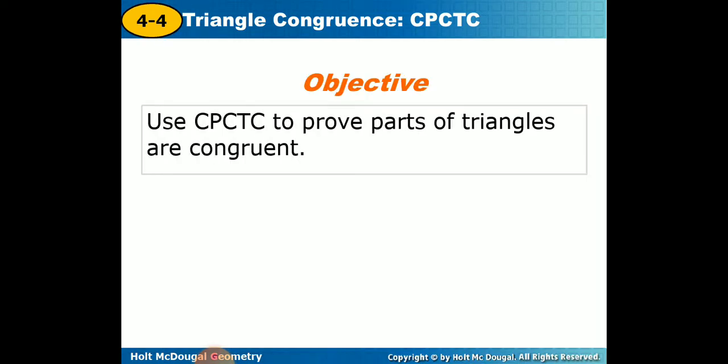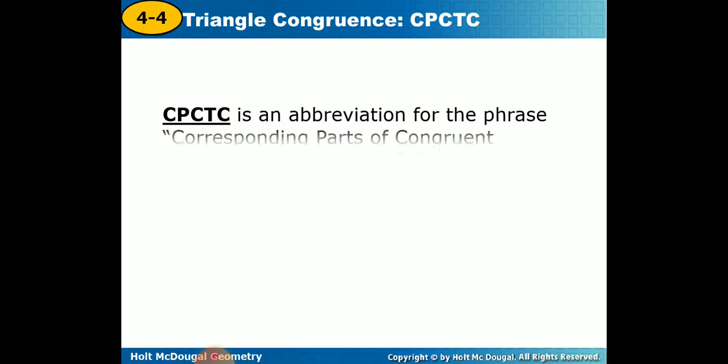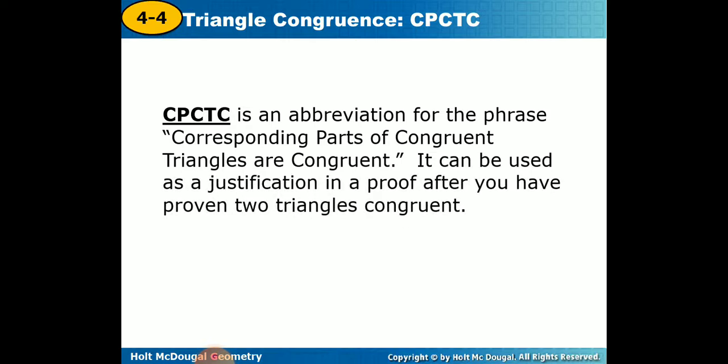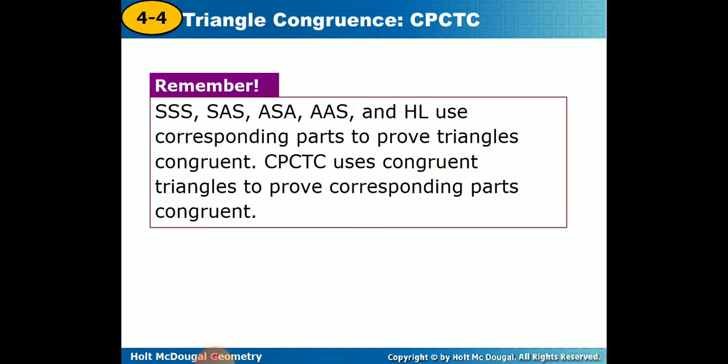Today we are going to talk about CPCTC to prove parts of triangles are congruent. When I say CPCTC, it's not that hard. It's the abbreviation for the phrase corresponding parts of congruent triangles are congruent. It can be used as a justification in a proof after you have proven two triangles are congruent.